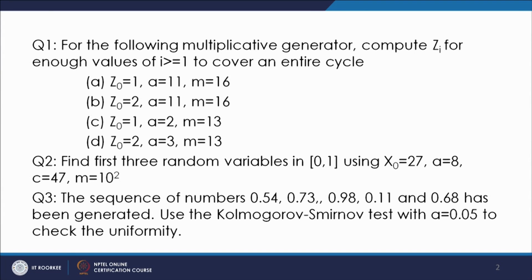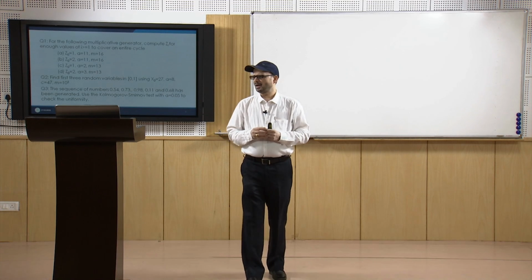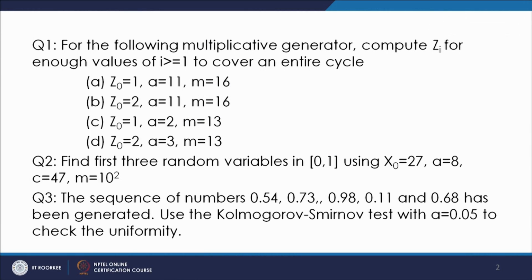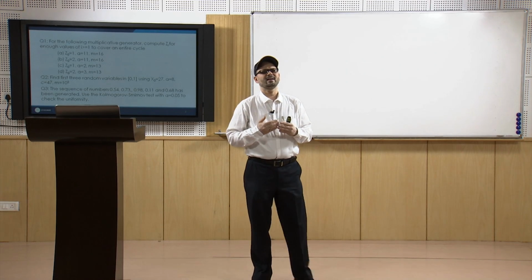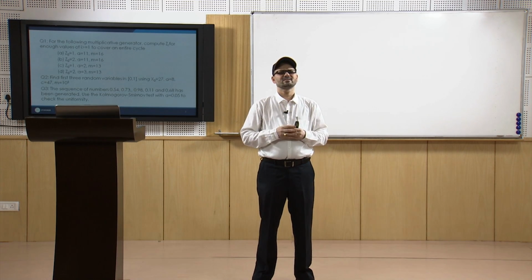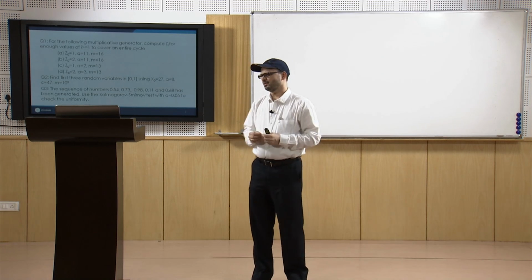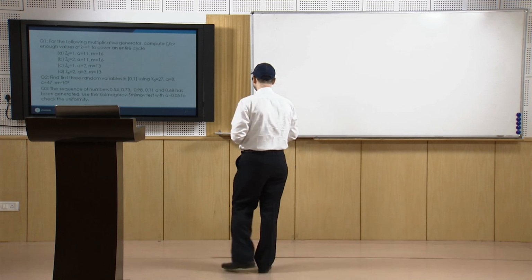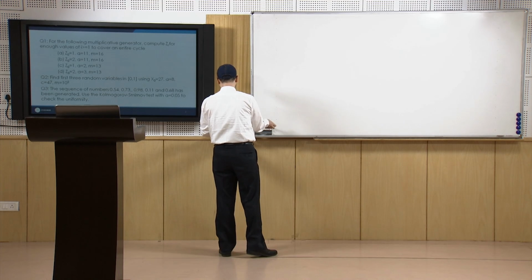In this case we will see how the period varies for the different cases, because we have two values of the seed, 1 and 2, and the multiplier A and the modulus M are also taken differently. This way we will see how to generate the random numbers first, and then how the period varies when we change these parameters. Let us solve the first problem.